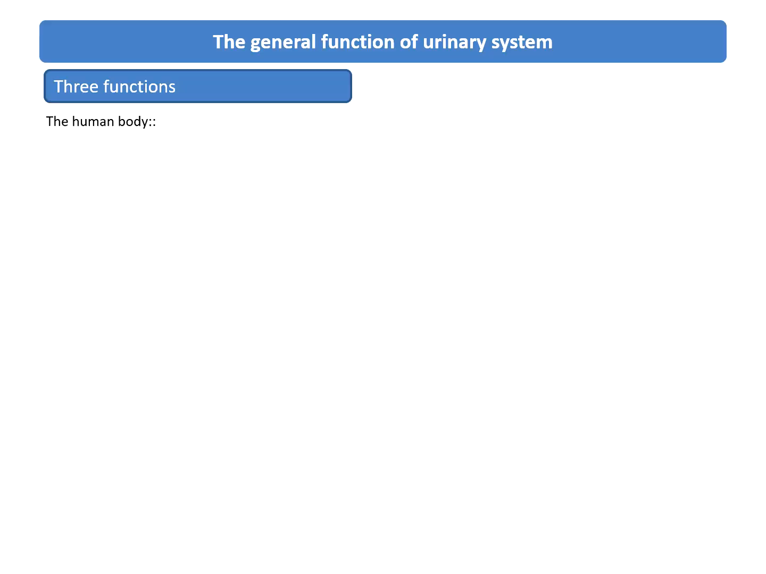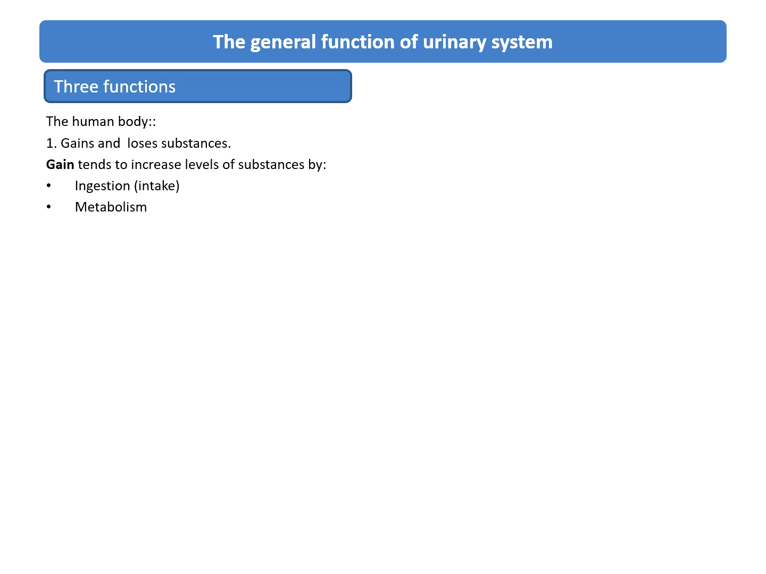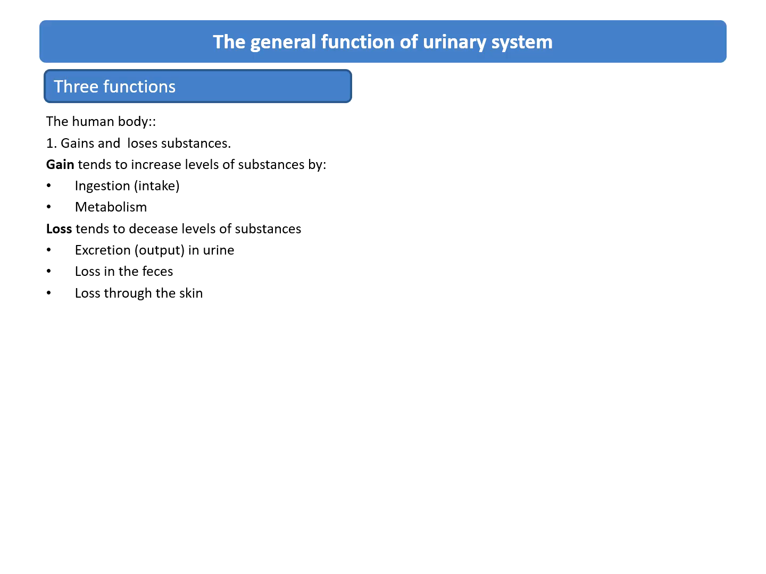Let's look at the general function of the urinary system. The human body tends to gain and lose substances. Gain tends to increase levels of substances by ingestion, that is, intake, metabolism. Loss tends to decrease levels of substances: excretion or output in the urine, loss in the feces, and loss through the skin.